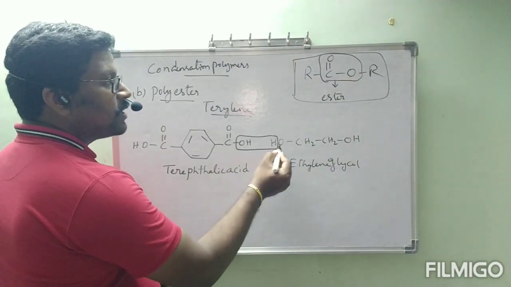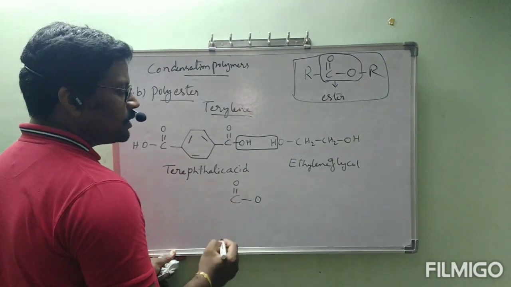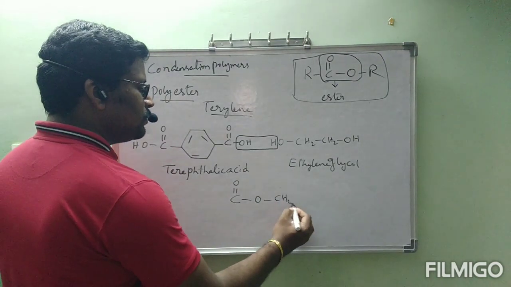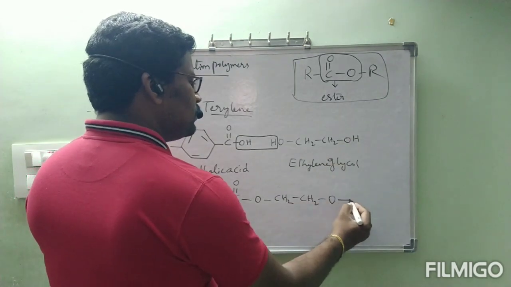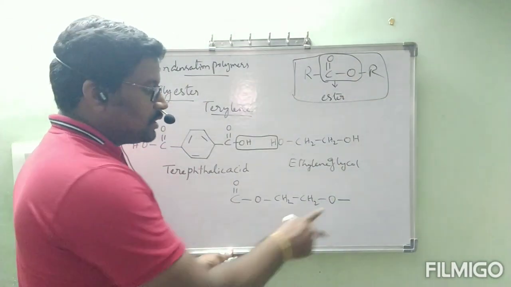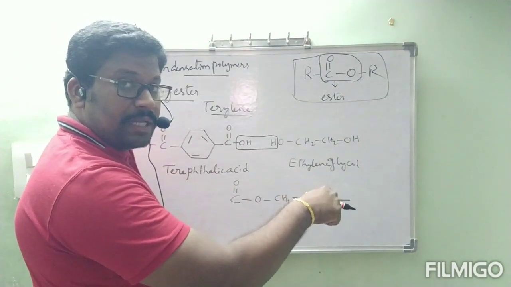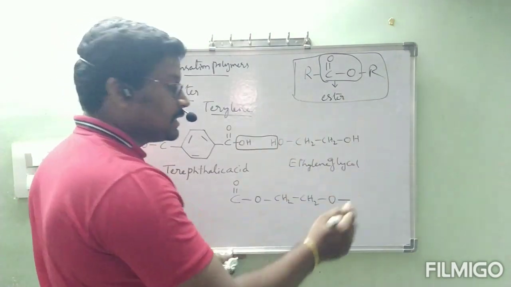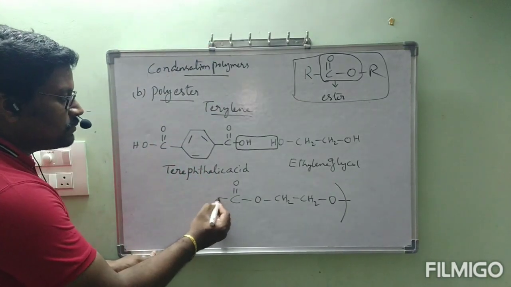This C double bond O is bonded to O, CH2, CH2. This O is bonded to C double bond O in another terephthalic acid. So it will be continued like this. Now this C double bond O is bonded to the benzene ring.